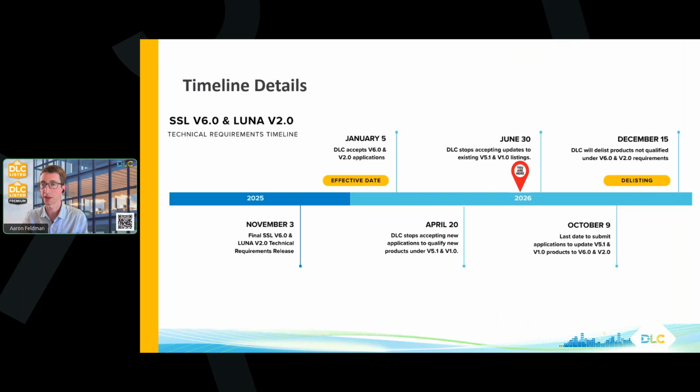There is potential benefit to updating your 5.1 products to then update to version 6, and I'll talk about that in the next slide. But please pay attention: June 30th is the last date to update version 5.1 products and keep them as version 5.1, and October 9th is the deadline to submit products to update to version 6.